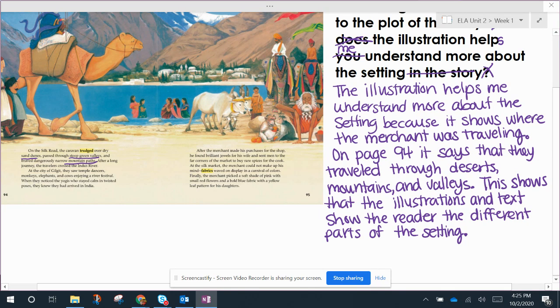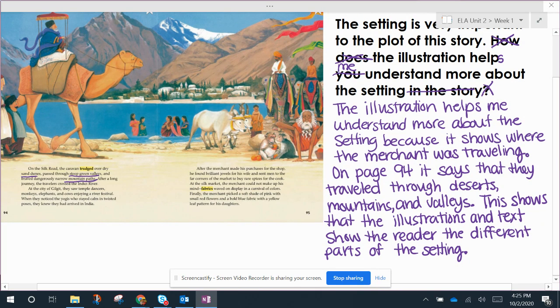Okay, let's reread. The setting is very important to the plot of this story. How does the illustration help you understand more about the setting in the story? The illustration helps me understand more about the setting because it shows where the merchant was traveling. On page 94, it says that they traveled through deserts, mountains, and valleys. This shows that the illustrations and text show the reader different parts of the setting. And that's how I use the illustrations and the text to help understand the text better.